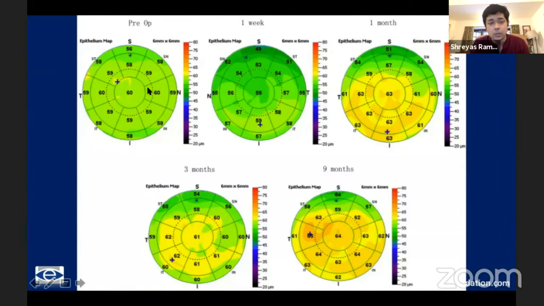This is just one such patient where the epithelium has gone on evolving during the first 9 months after the procedure. So it's extremely important that we map the epithelium, get a true idea of how the stromal curvature is and how the stroma is, and then go ahead and perform the treatment.